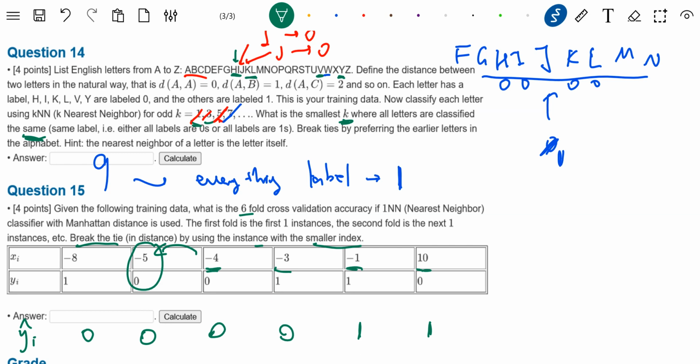Now let's compute the accuracy. This is wrong, this is wrong, this is wrong. So the accuracy is 3 right out of 6, so it's 50%.